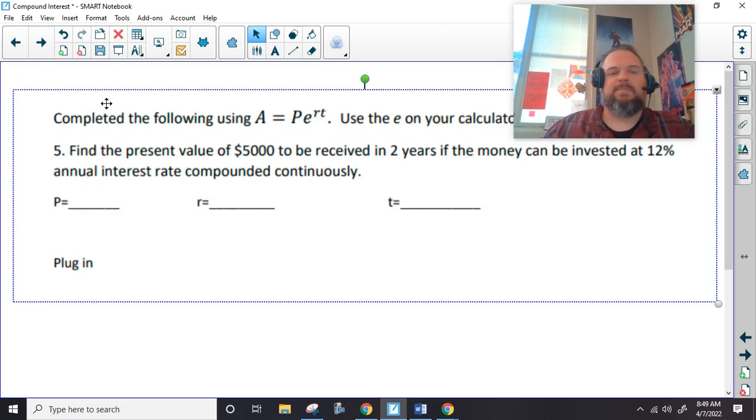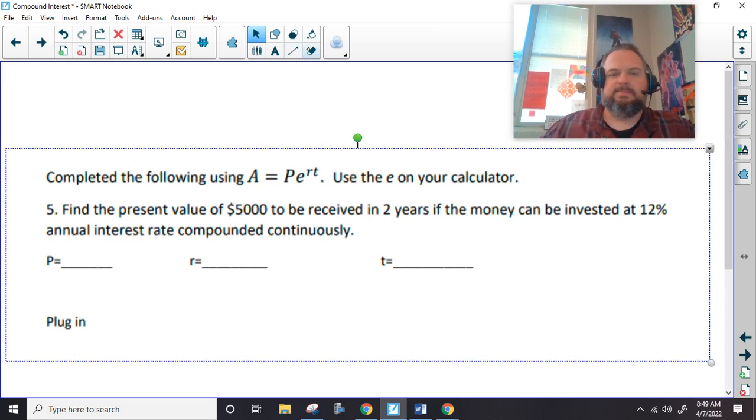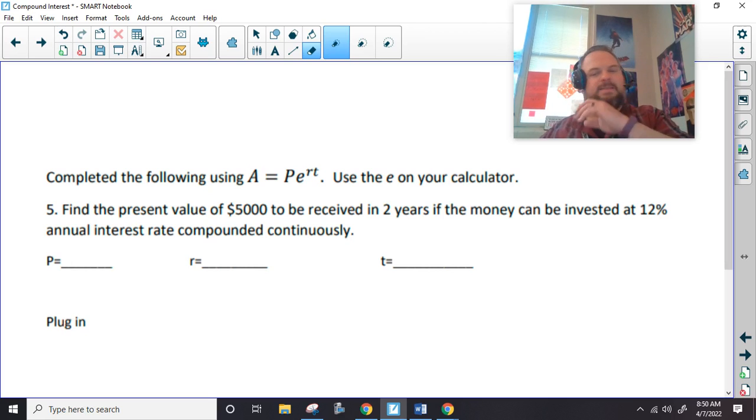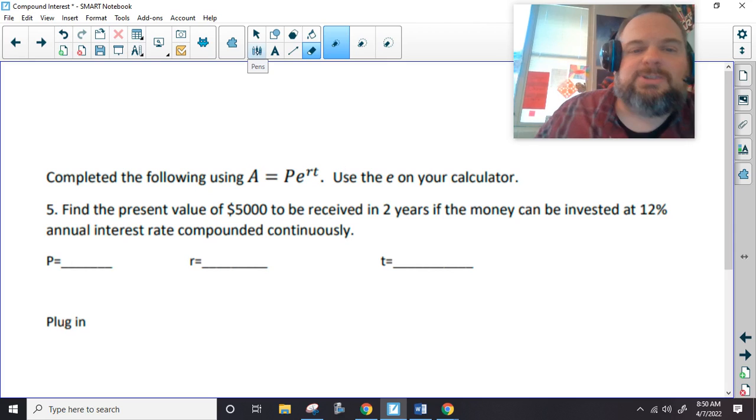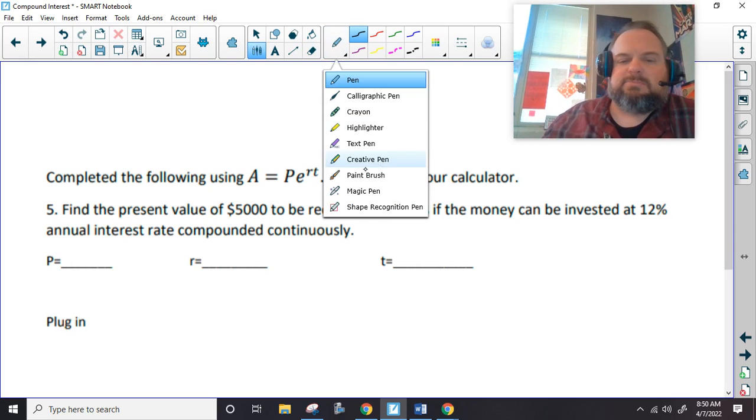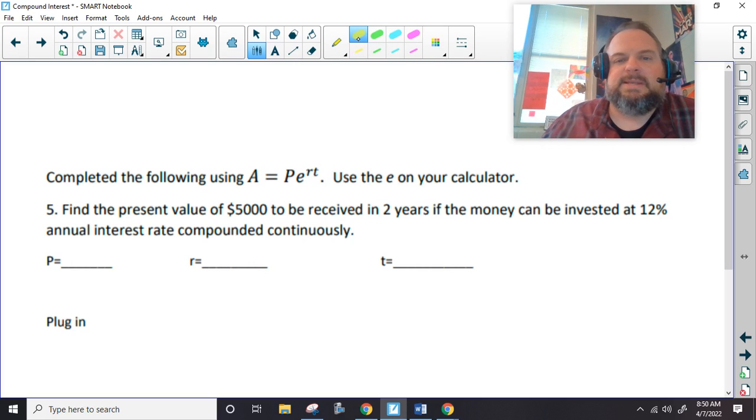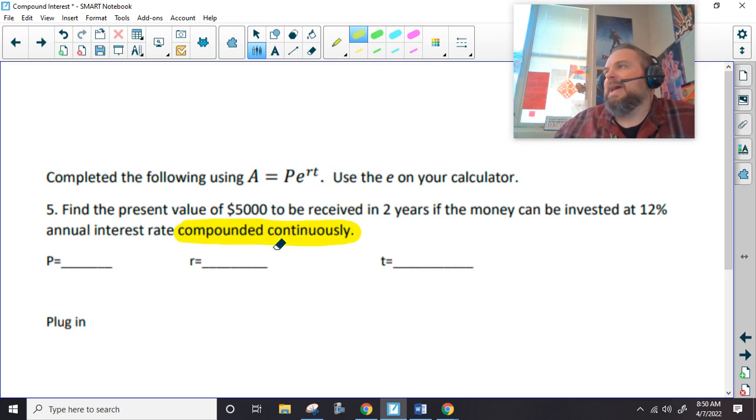So now here's the new one. We learned about E a little bit yesterday. Now we will actually use E, and I'll try to help y'all out on assignments and stuff where it's compounded continuously. That means it happens a lot. Okay. But it's close to the same process.